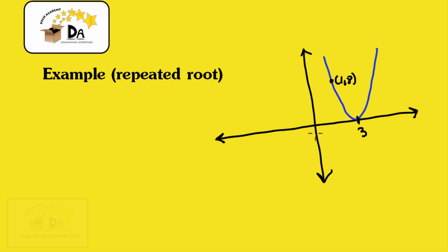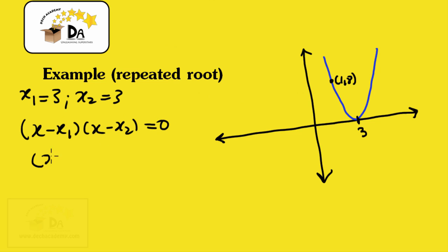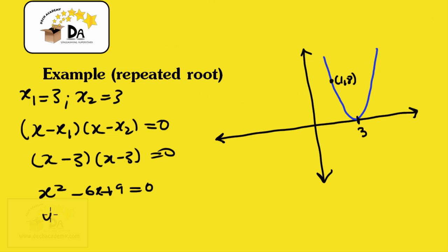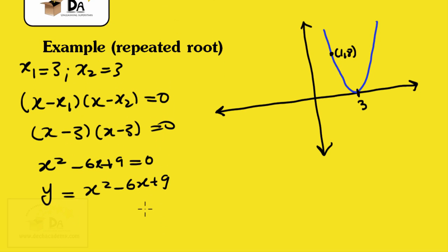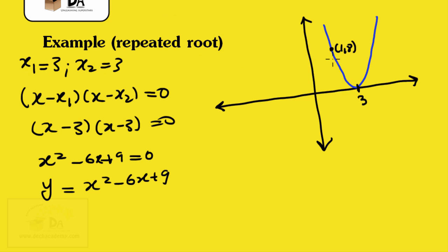Now, the first thing to do is construct an equation from the given roots. We know that this equation has repeated roots, so we can say, well, the first root is 3 and the second root is 3. Constructing an equation, because x1 is 3 and x2 is 3, and this gives x squared minus 6x plus 9 equals 0. And we know that if you replace the 0 with the y, you get x squared minus 6x plus 9 equals y. Swapping the left-hand side and right-hand side then gives this equation. Okay, so we have an equation whose roots are 3 and 3, one of the conditions.